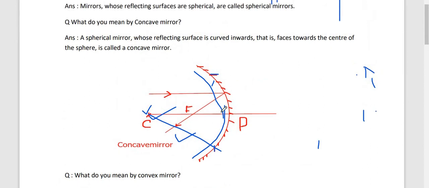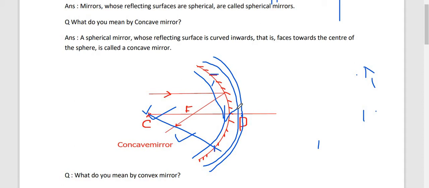So another important point is this P. This is the point P. P is called the pole. It is the center of the mirror. From here up to here, this is the mirror. If this side is 5 centimeter, then from here also it is 5 centimeter. This is the pole.